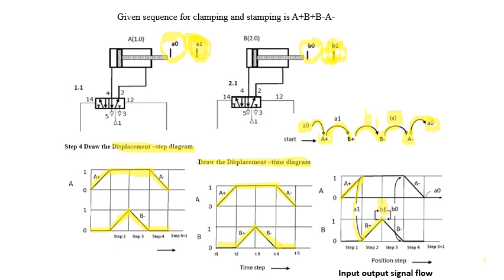cylinder B to retract back. When cylinder B retracts back, it will generate the signal B0. The B0 signal will be the input for cylinder A to retract. Then cylinder A will retract, and A0 will generate the input signal. That will be the input for the initial condition to start the next cycle. This is how the signal flow takes place in the given sequence: A plus, B plus, B minus, and A minus.